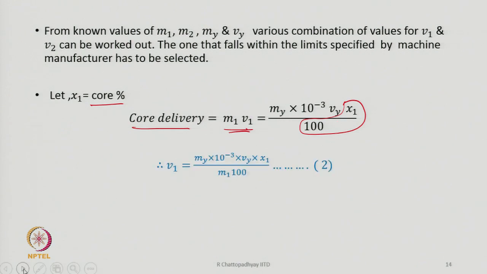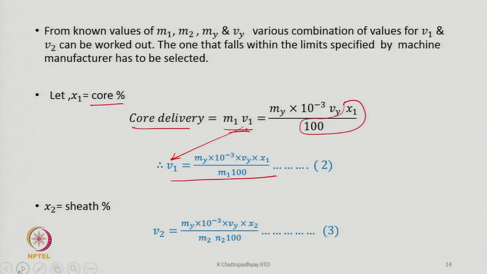So, from there we can write what should be my delivery rate, that is V1. So, from here we find out what should be the V1. So, straight away we come to V1, M1 goes on the right hand side, so it will go at the denominator. Similarly, we do it for the sheath percentage also, and we can say that V2 is going to be exactly the same way, only x1 will be changed to x2, where x2 is the percentage of sheath.